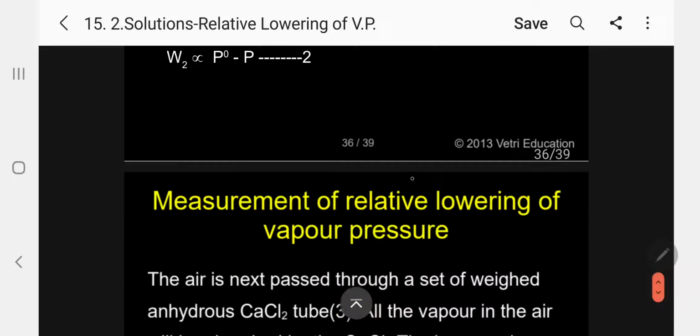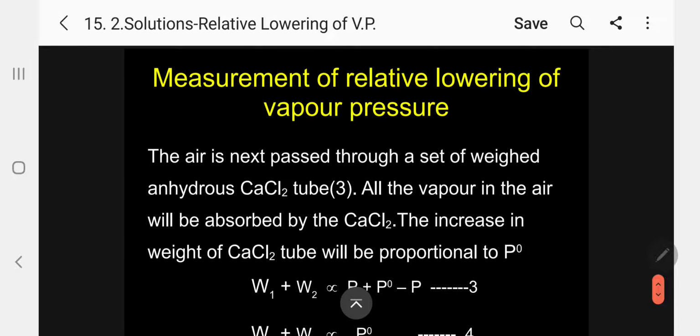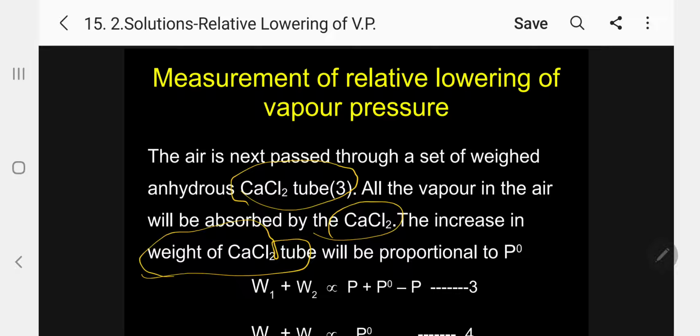Kindly follow. Now, the air is next passed through a set of weighed anhydrous calcium chloride tubes. All the vapors in the air will be absorbed by calcium chloride. So there is an increase in weight of the calcium chloride tube, which is proportional to P naught. How is it equal to P naught?